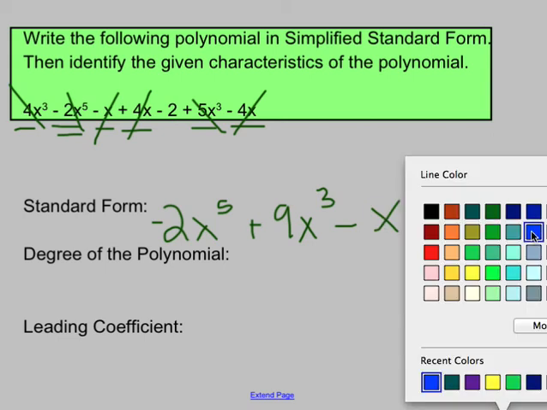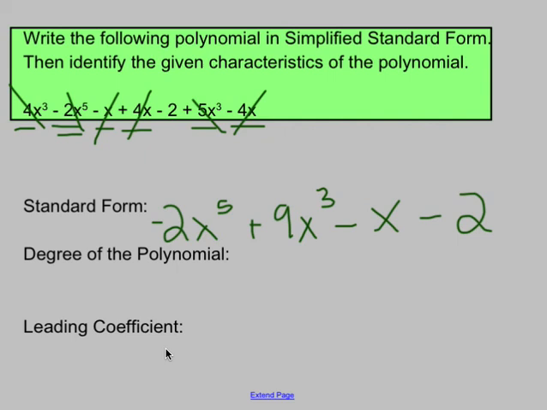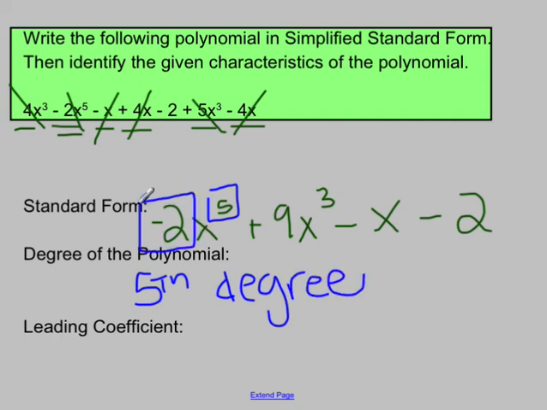So let's take a look at this. Then we want to do the degree of the polynomial. I'm going to look for that largest exponent, and if it's in standard form, it's going to be on the first term. So the degree of the polynomial then is 5th degree. And then I want to take a look at the leading coefficient. The leading coefficient is the coefficient of the term with the highest degree, or the first term if it's in standard form. So the leading coefficient then is negative 2.